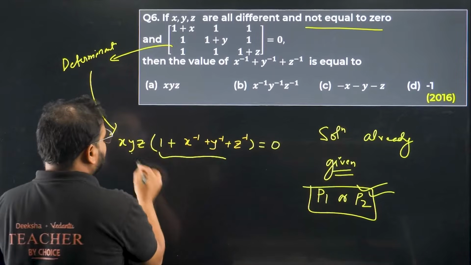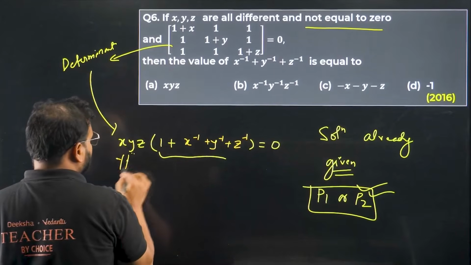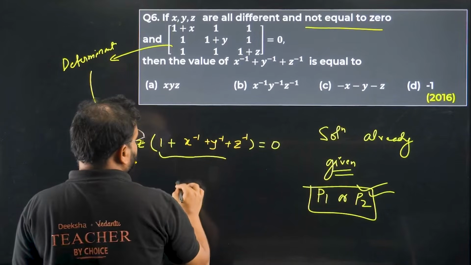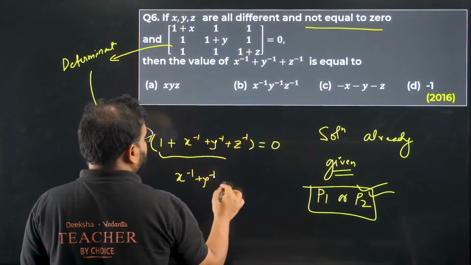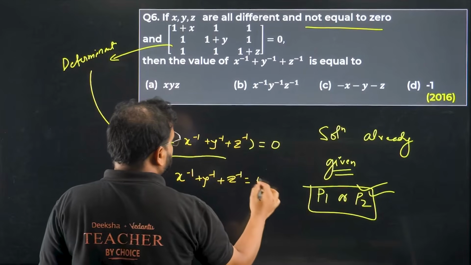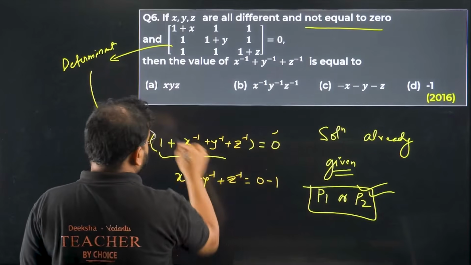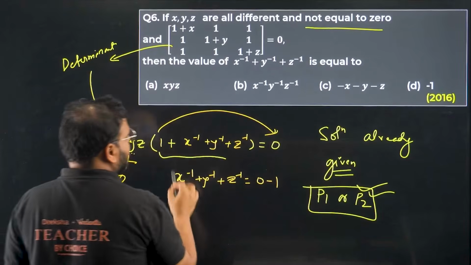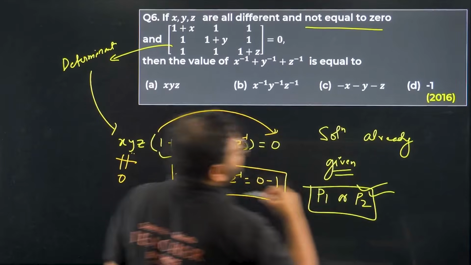Once you do that, what are you going to get? This is non-zero. This cannot be equal to 0. It means this has to be 0. So what I'm getting is x inverse + y inverse + z inverse equal to 0 - 1, moving this 1 to this side. So the answer will be -1. Please check, the answer will be option D.